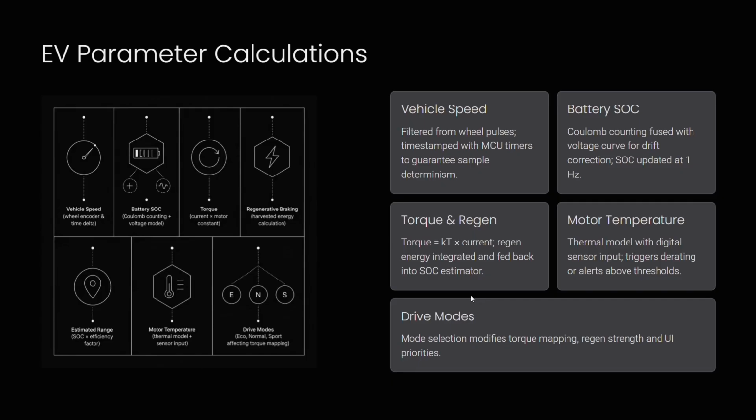Now move to the EV parameter calculation. We calculate speed using wheel signal and precise timing. We track battery charge by measuring current and voltage together. We calculate torque from the motor current, and we track motor temperature using a simple heat model. All of these also power our driving modes: Eco, Normal and Sport.